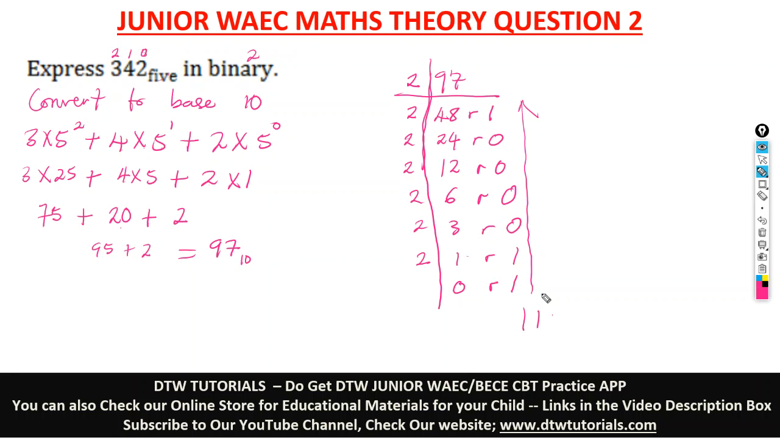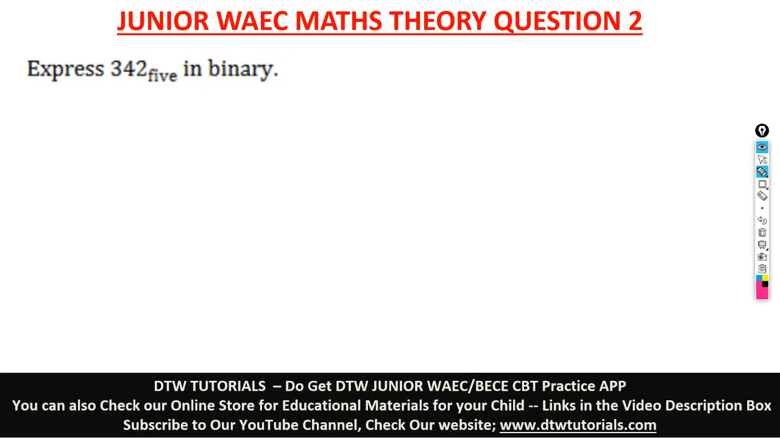How many zeros do we have here? 1 2 3 4. So 1 1 0 0 0 0 1 in base 2. So this is your answer. So this is how you're going to do your workings. You don't skip a step so you don't lose your marks. Okay, do this. Use a ruler, rule this, divide, then write your answer finally. Okay, so this is the answer for question 2.